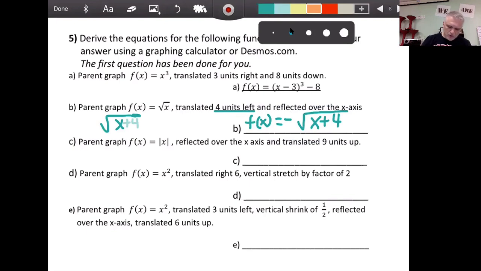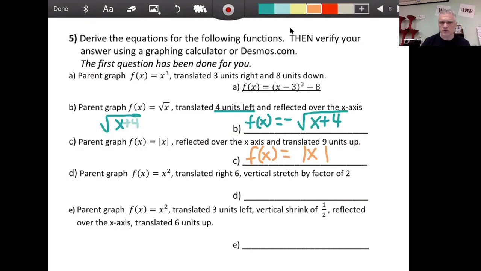to the C. Your parent function is the absolute value of x. So you start with the absolute value of x, and it says we're going to reflect it over the x-axis, and it's translated up 9. I like to do the translations first, the pluses and the minuses. Up 9 tells me it's going to be outside of the grouping symbol, and there's going to be a plus, so plus 9. Reflected over the x-axis means we've got an a that's negative. So the negative is outside of the absolute value symbol.